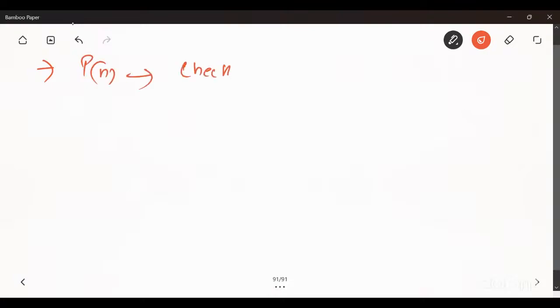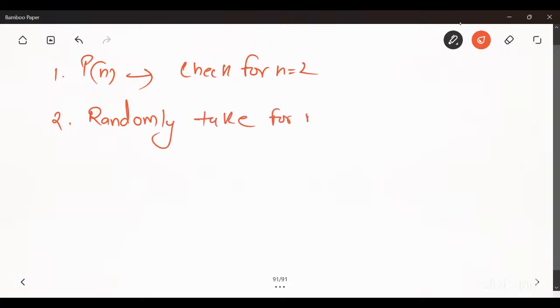Check for n equal to one. Okay. Check for n equal to one. And the second step is, we have to randomly take n equal to k, and say Pn is true.